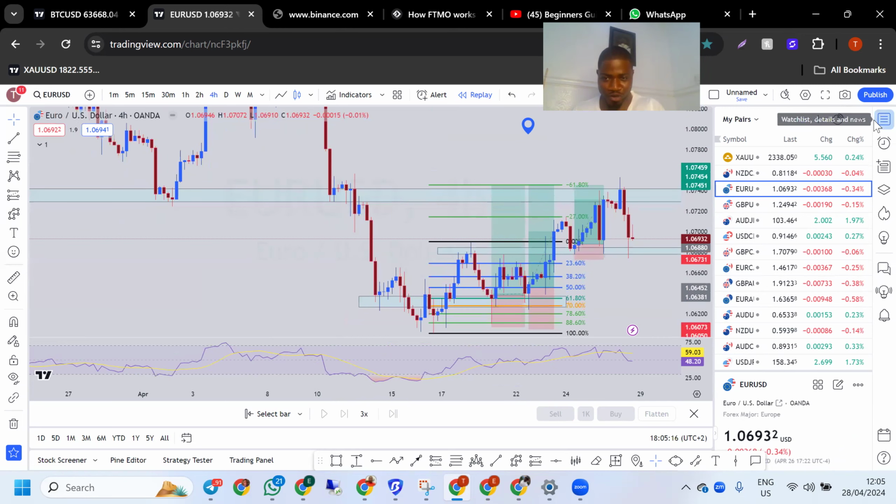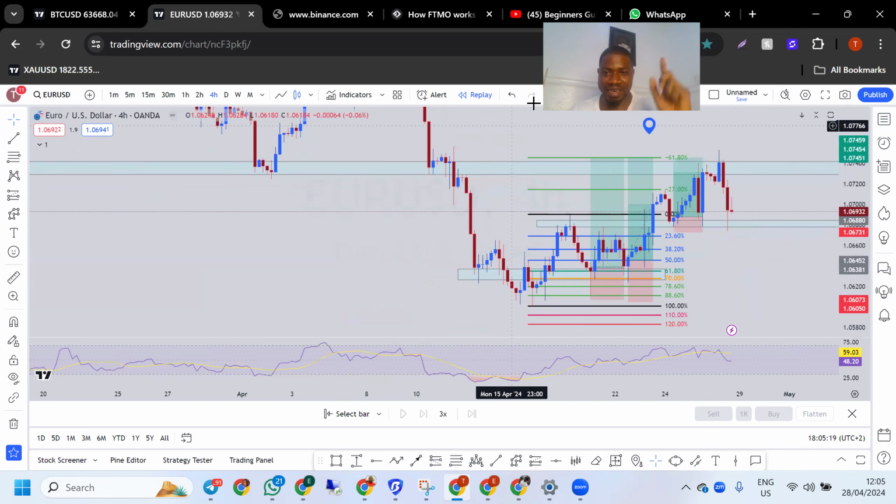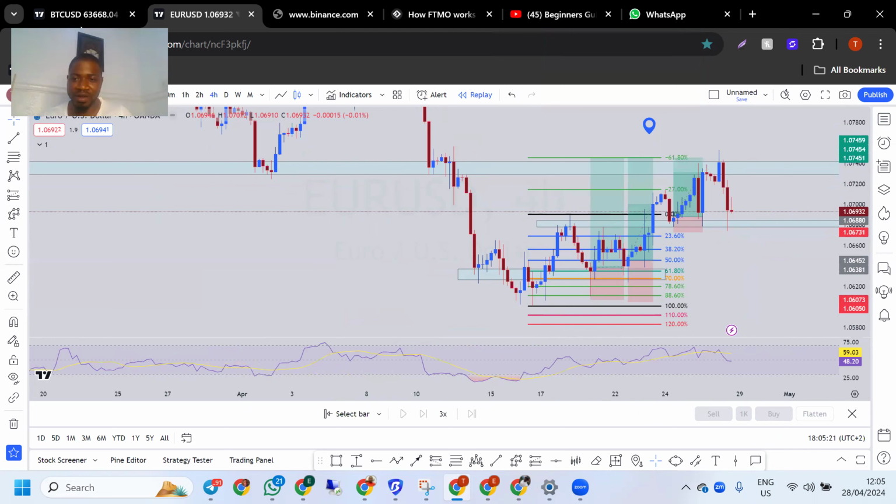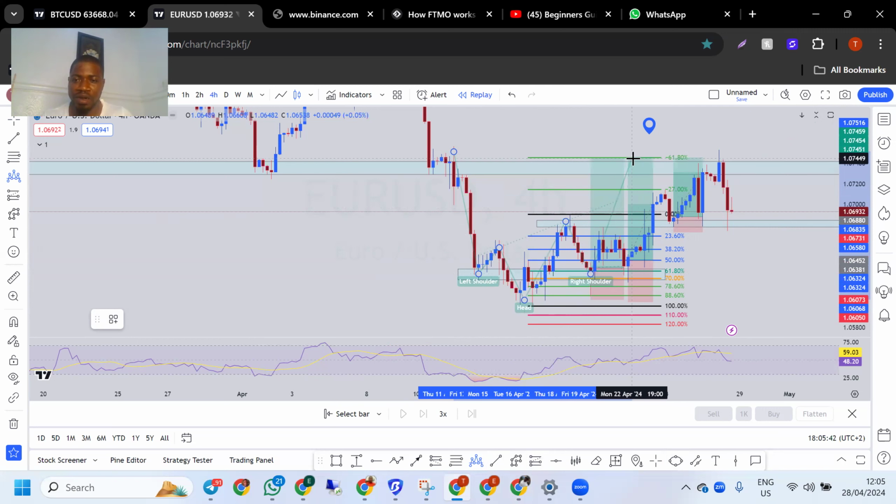So look at why I took this trade now. Let me use a tool called inverted head and shoulder to show you exactly what happened here. So look at this tool, inverted head and shoulder. This is the left shoulder. This is the inverted head. We formed a higher high, higher low with this engulfing candle, and boom, we hit our take profit.